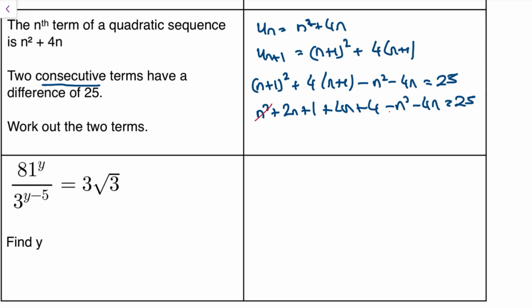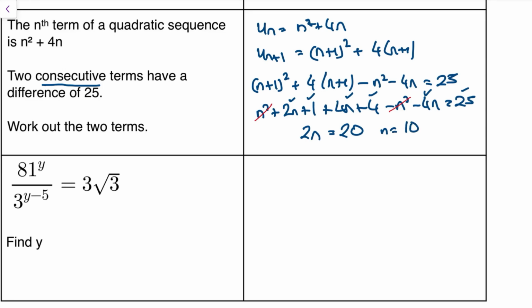So my n squareds cancel, that's handy. Then I've got 2n plus 4n, got to be careful, so that's 6n, minus 4n is going to give me back 2n. So 2n is equal to, well, 1 plus 4, so that's 5, and then moving 5 to the other side is 20, so 2n is 20, which means that n is equal to 10.